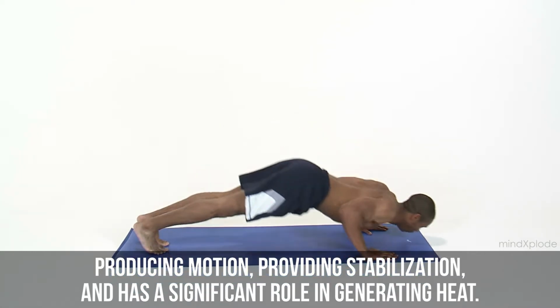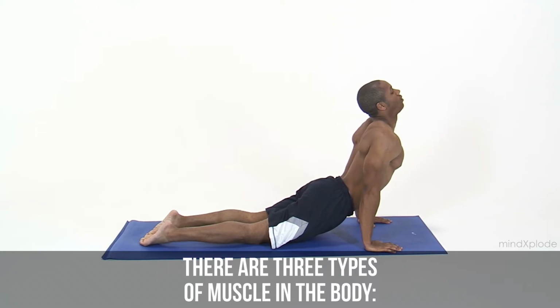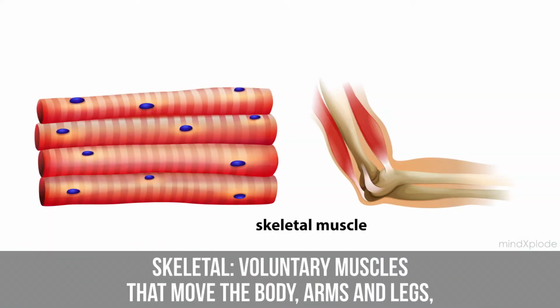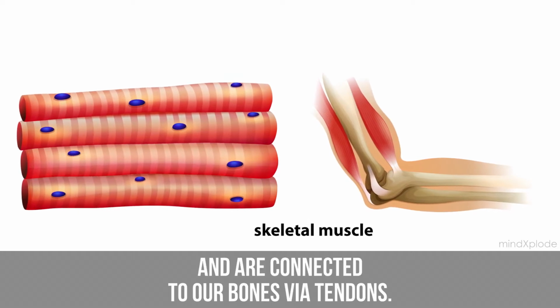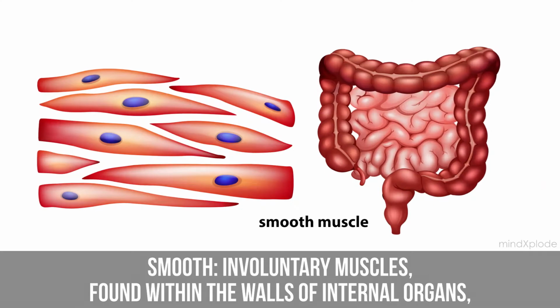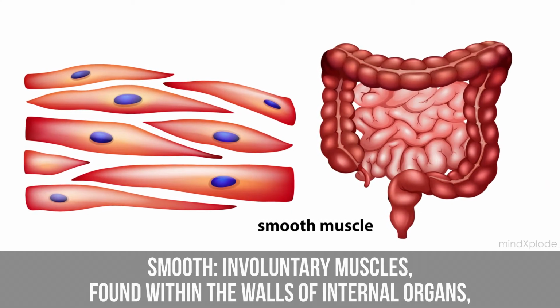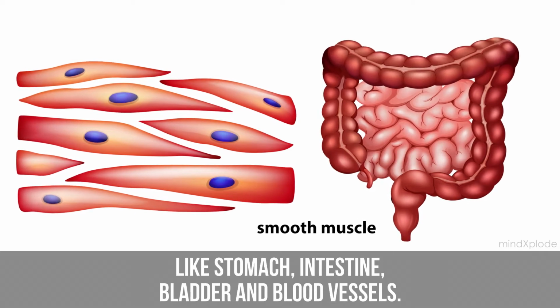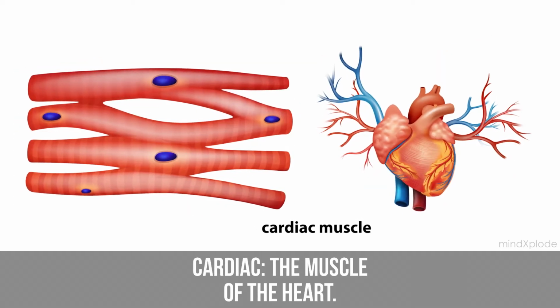There are three types of muscle in the body: skeletal, voluntary muscles that move the body, arms and legs, and are connected to our bones via tendons; smooth, involuntary muscles found within the walls of internal organs like stomach, intestine, bladder and blood vessels; cardiac, the muscle of the heart.